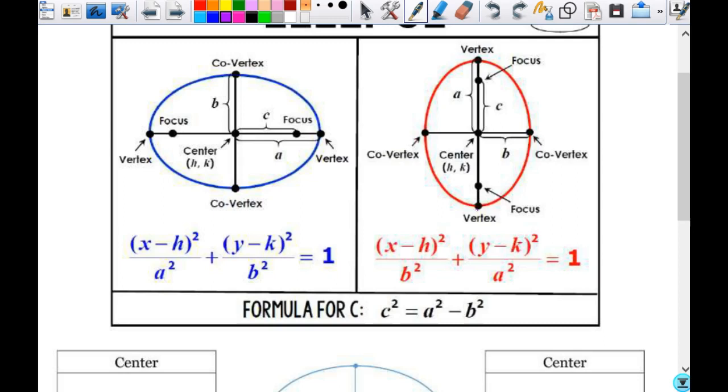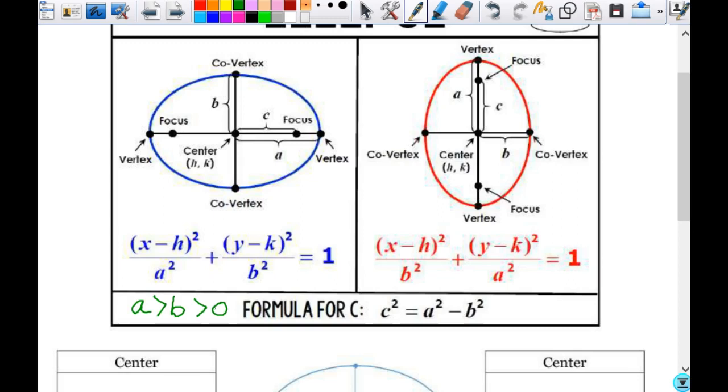But here these 2 are different. And what decides which way it's oriented is which one has the bigger number underneath it. It's not that A always goes with X and B always goes with Y. It doesn't work that way. A is always the bigger number. So one thing I want you to write right here is that A is greater than B, which is greater than 0. Because if they were 0, then it would be undefined, and that wouldn't work out for you at all. You agree with that?